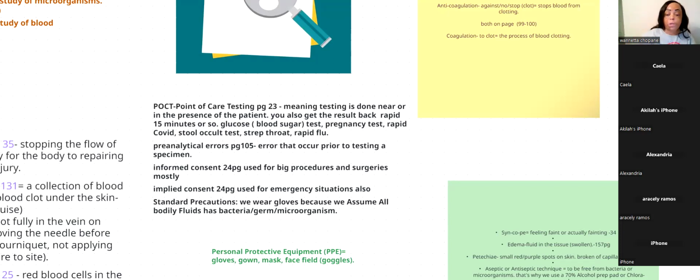Let's just say when COVID was really big, they were doing rapid testing, meaning they did a COVID test and the results came in 15 minutes or so.